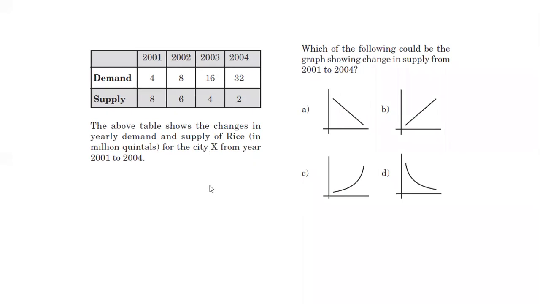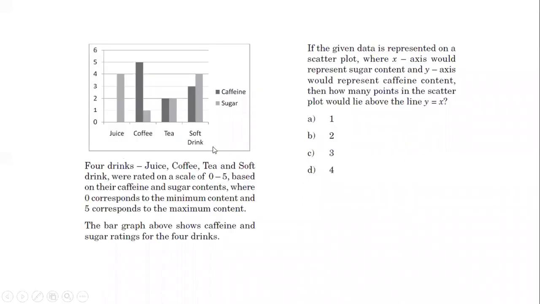Now, let's talk about the next part, which is a bar graph. Now, a bar graph is pretty straightforward. You can see there are bars drawn here. This is called a bar graph when the pictorial representation is in terms of bars. So we have 4 variables here. We have juice, coffee, tea, and soft drink. The dark bar tells me caffeine and the light bar tells me the sugar content in all these 4 variables. So that's what they are explaining.